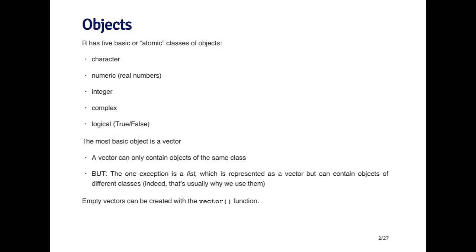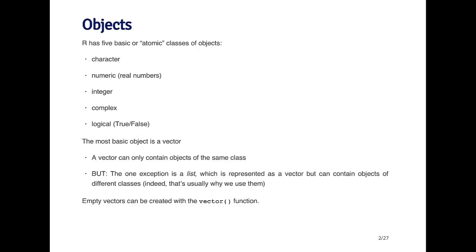With vectors, there's one type of vector that can have multiple different types of classes, and that's called a list. A list is represented as a vector, so it's a sequence of objects, but each element of that vector can be an object of a different class. For example, you can have a list that has a character, a numeric, and a logical. You can have a list inside the list. One element of the list can be a data frame. So any element of the list can be anything, and that's what makes the list so useful. The list is one exception to the general rule that vectors can only contain elements of the same class.